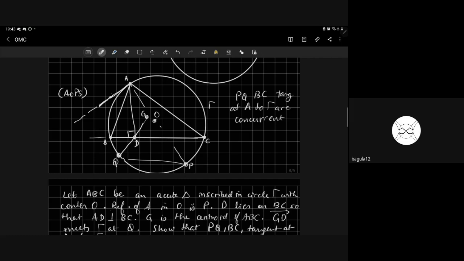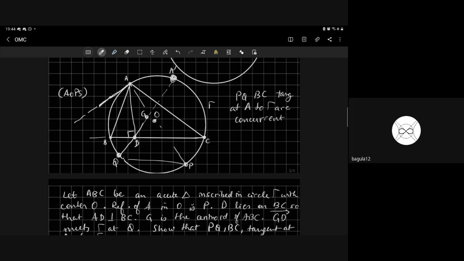So, how do you eliminate G? Any ideas? I'll actually tell it. Do you know anything about this point? Let's call that A prime. Again, forget about P, Q, and other stuff. Just focus on G and D.